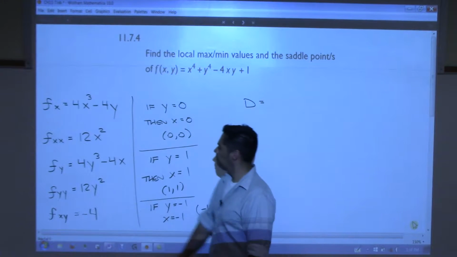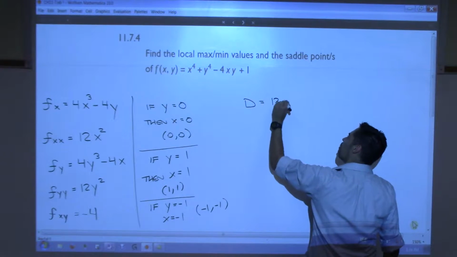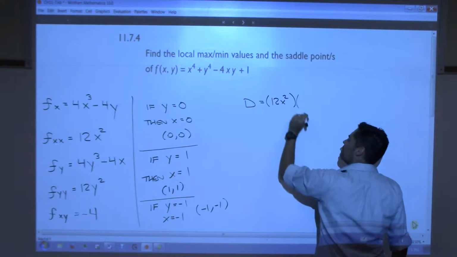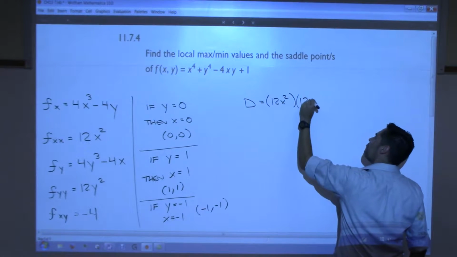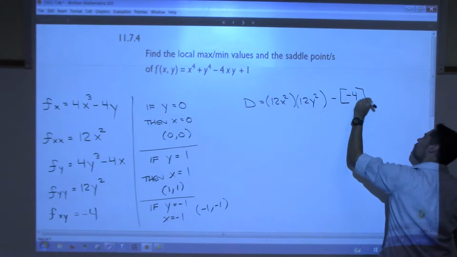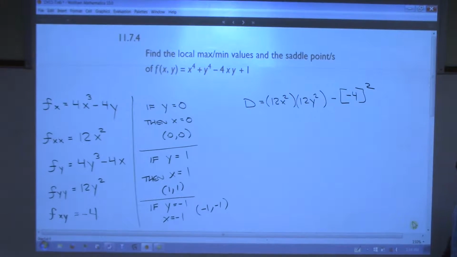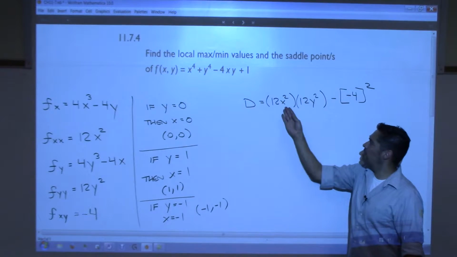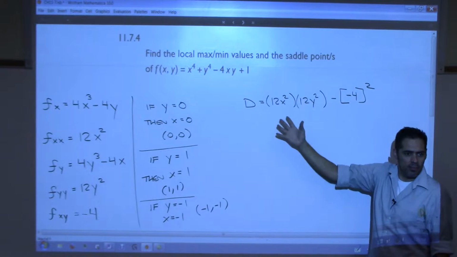Right, that squared. So it's 12x squared times 12y squared minus negative 4 squared. That's what we have, yes? So you can see that d actually depends on x and y, right? It has x's and y's in here now.